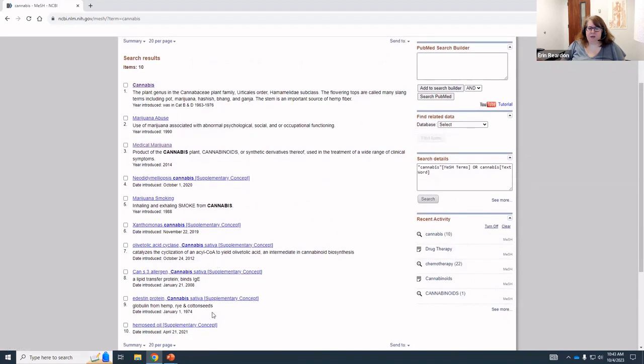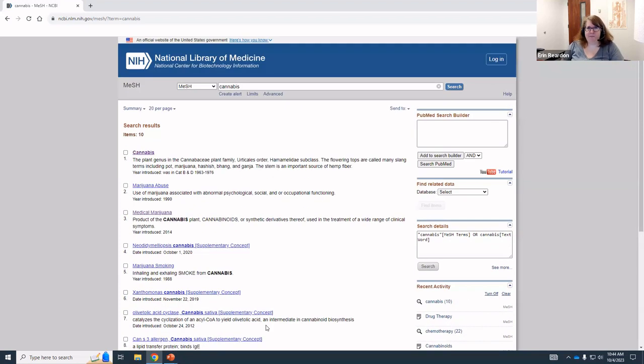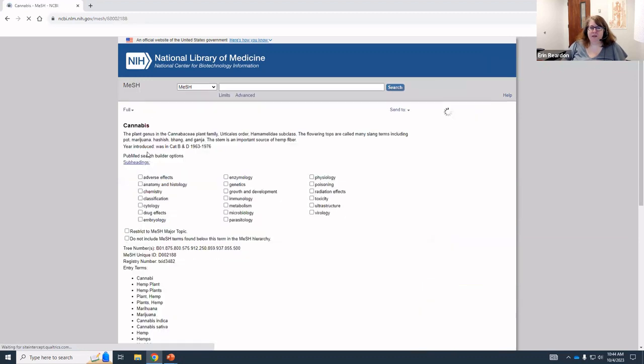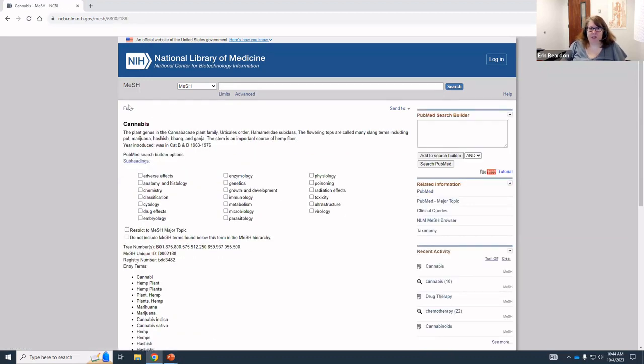These ones that are called supplementary concepts are usually used for drugs or drug compounds. I tend to stick with the ones that are just the mesh terms. So I'm actually going to open up some of these and see if they are what I'm looking for. So we open up the mesh term for cannabis.